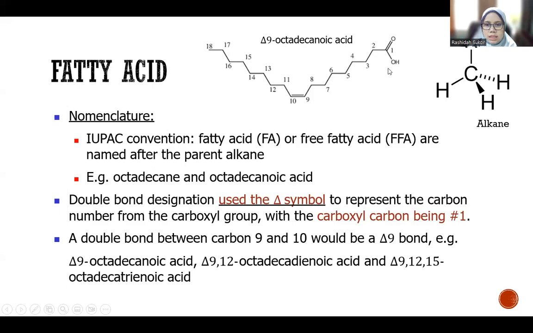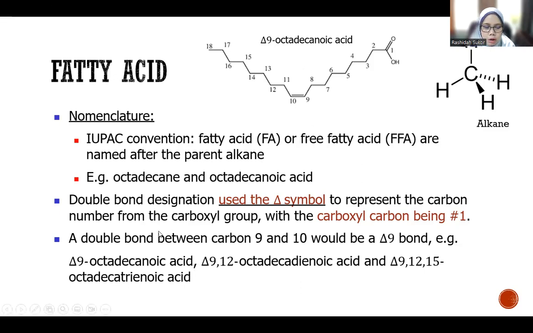So if you see the structure, this is where you have the carboxylic acid. Okay. So they use the triangle symbol. This triangle symbol tells you, in the nomenclature, the location of the double bond. So if there is a double bond, this fatty acid is unsaturated, because it has a double bond.